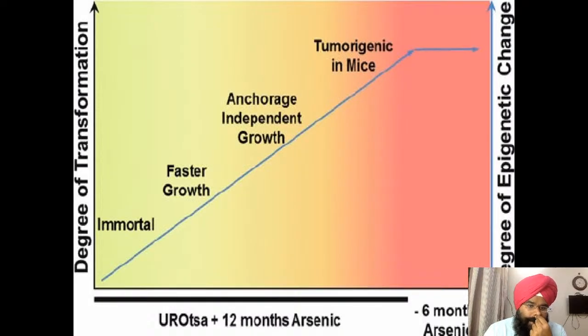And degree of transformation. So you have immortal, faster growth, anchorage dependent, and tumorigenic in mice. So if the growth is so high, that is the tumorigenic. Then there is anchorage dependent growth, and there's faster growth also.